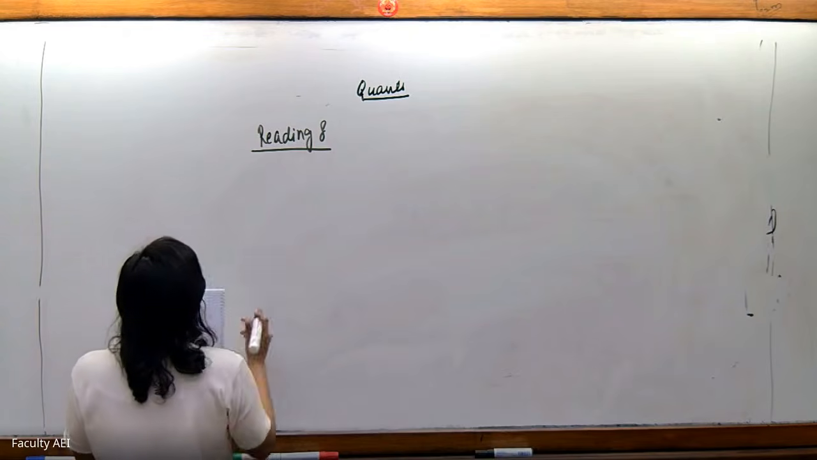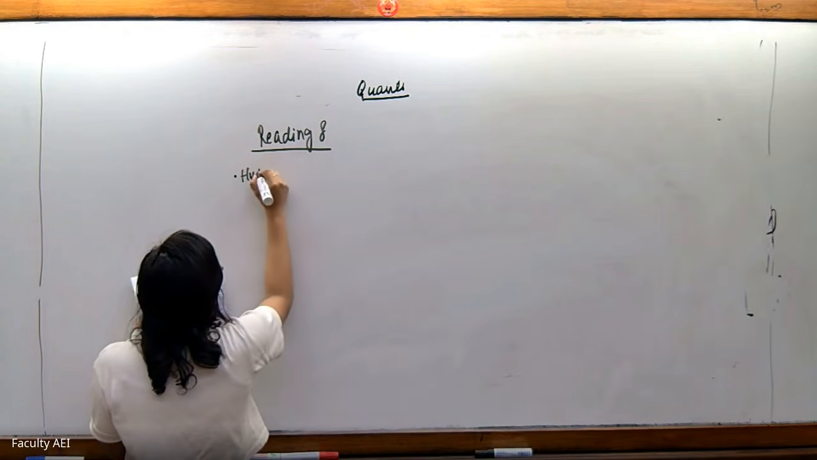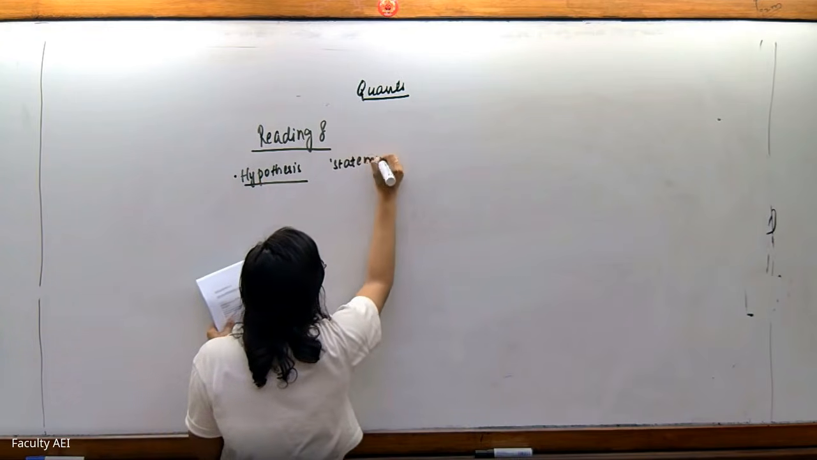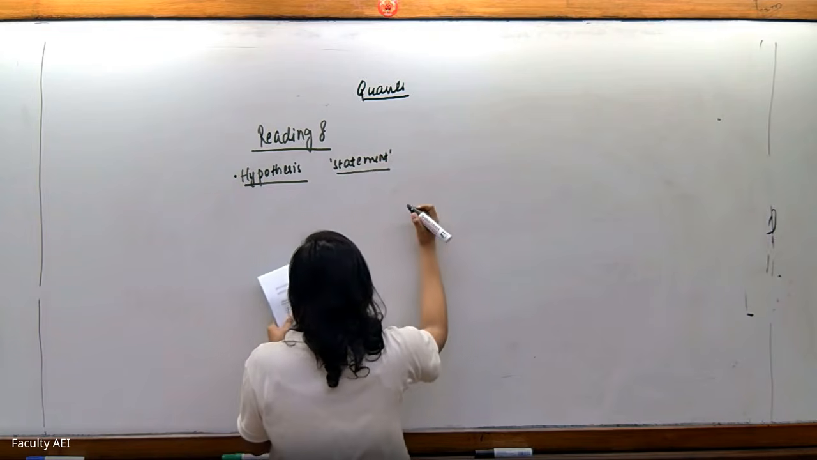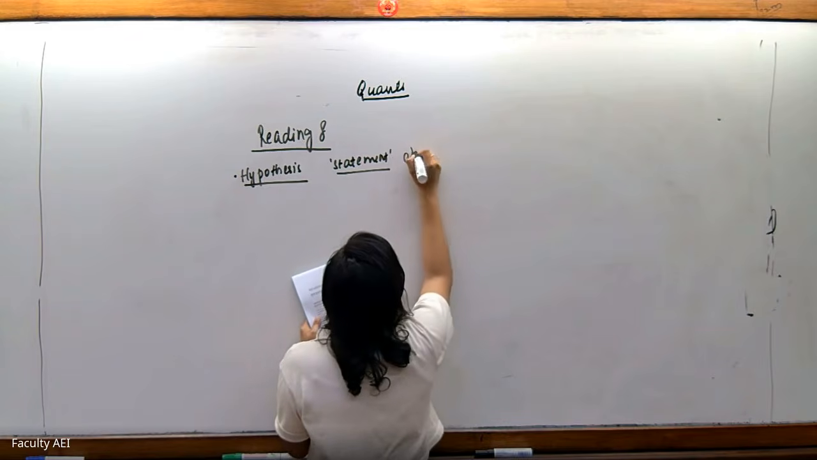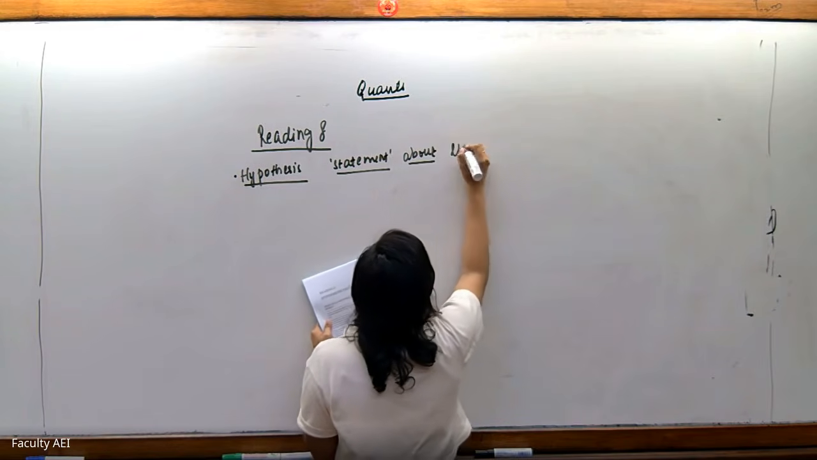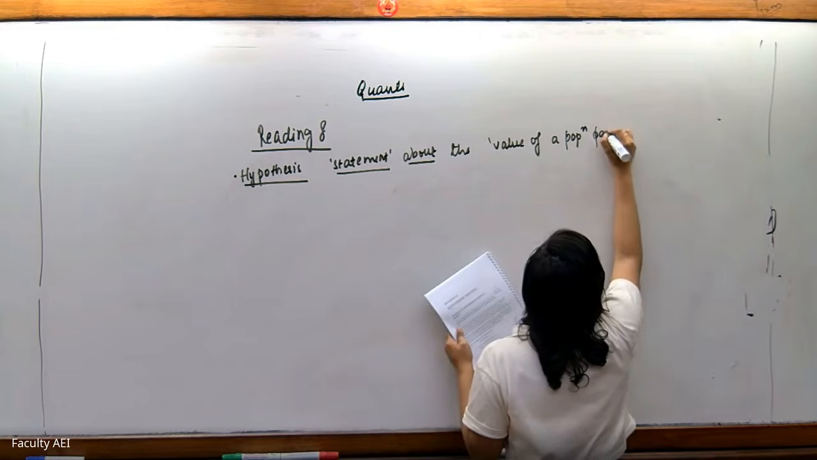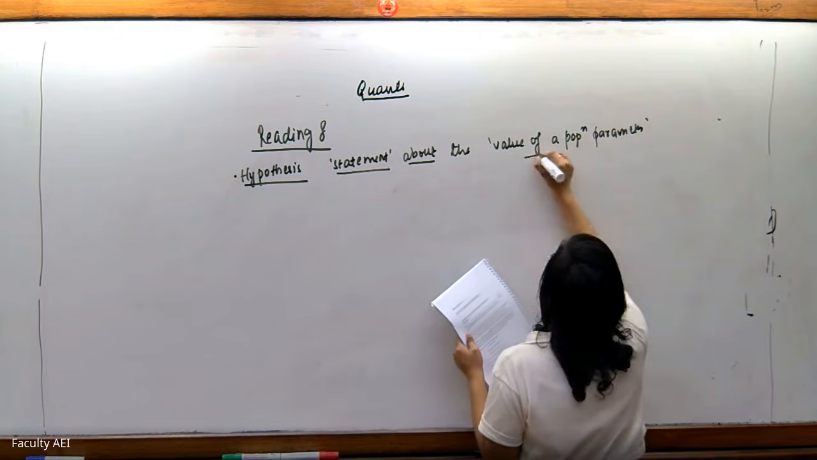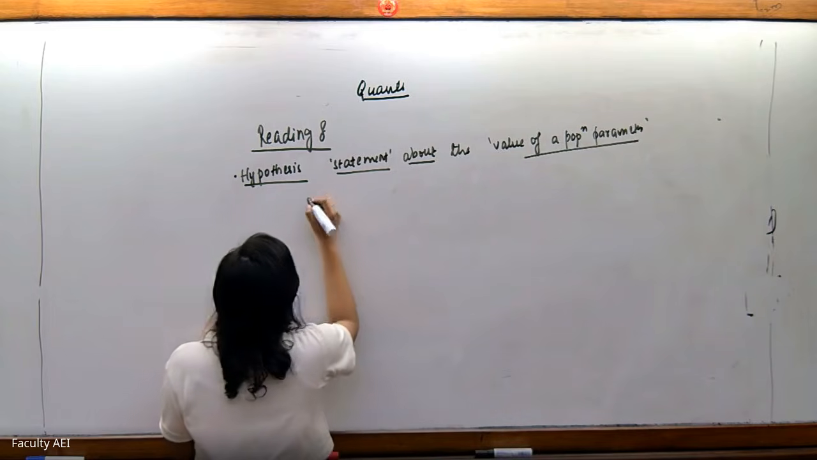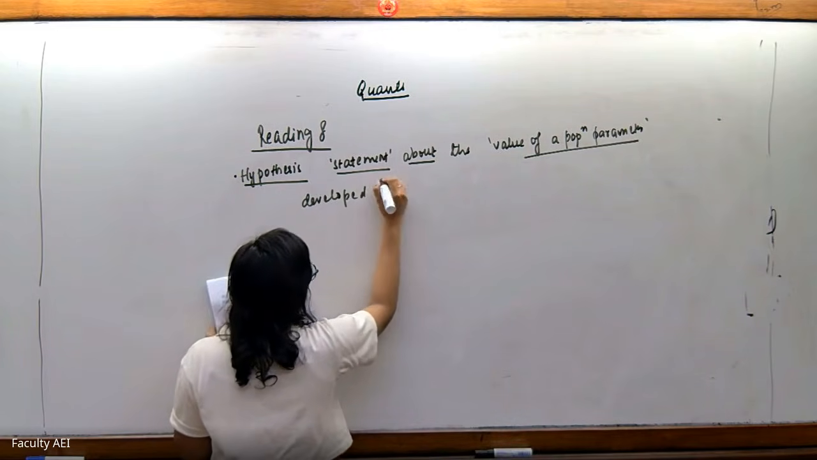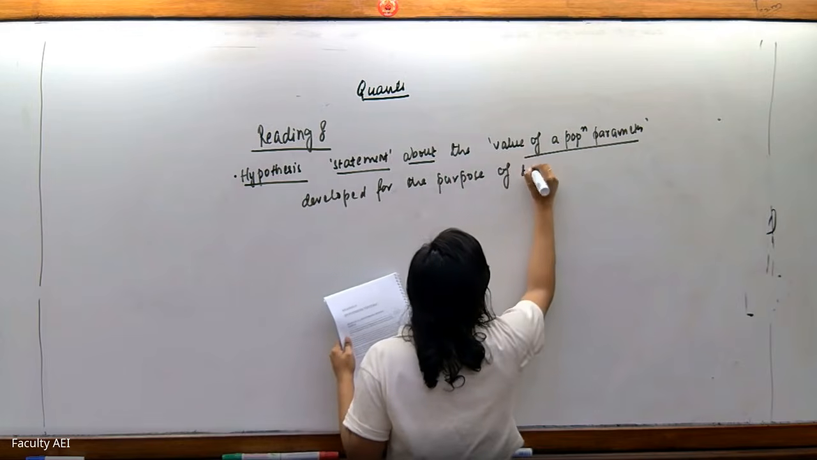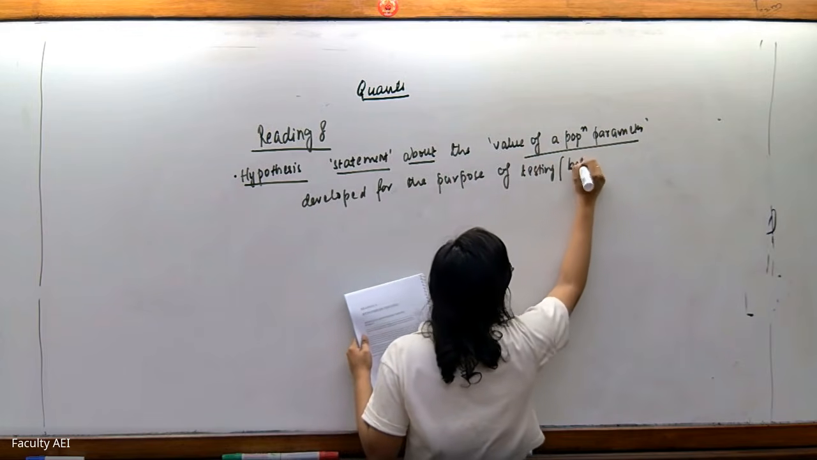So, explain hypothesis testing. A hypothesis is a statement about the value of a population parameter, developed for the purpose of testing or belief.